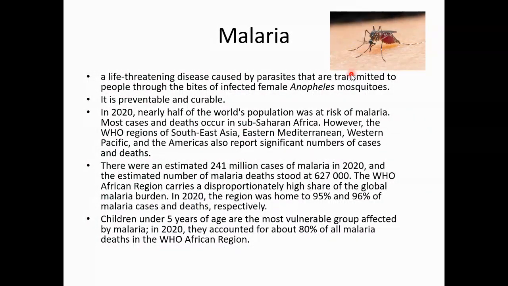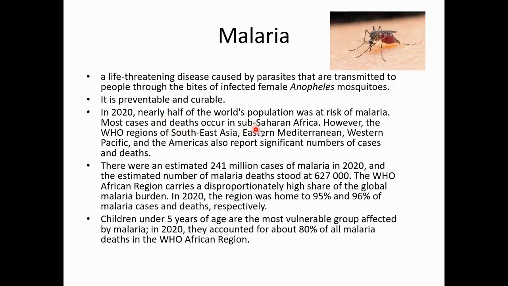Malaria is a life-threatening disease caused by a parasite that is transmitted to people through bites of an infected female Anopheles mosquito. So a mosquito can transmit a parasite by biting somebody. It's preventable and curable, both. In 2020, nearly half the world's population was at risk for malaria. Half of the world's population. So it happens in our country, in a developed country like the United States, but not nearly as much as it happens in the world's population.